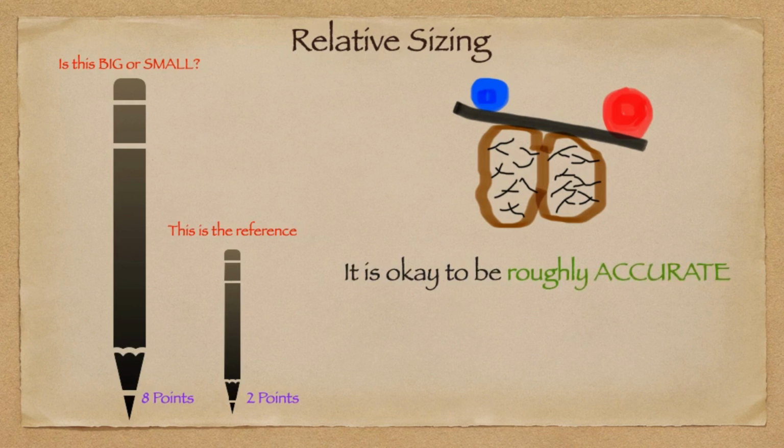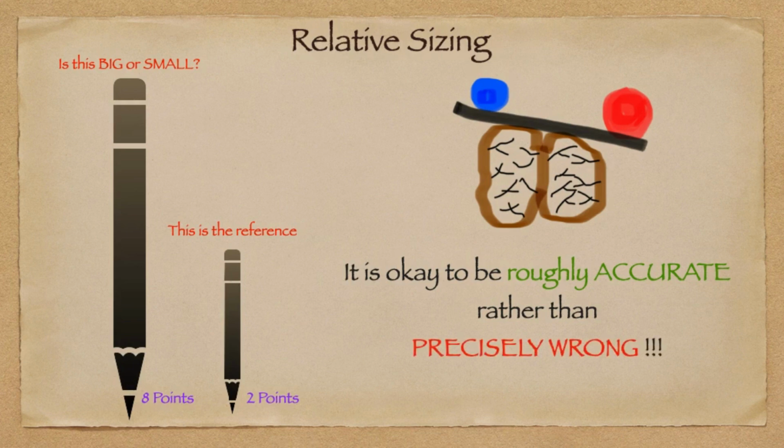So the concept behind relative sizing is it's okay to be roughly accurate rather than precisely wrong. You have just observed when I asked them to estimate the fruit's weight in grams, so much variance, and it is not guaranteed that it is the accurate estimate, right? So relative sizing helps you to achieve roughly accurate estimates rather than precisely wrong ones. So how do we do relative sizing?